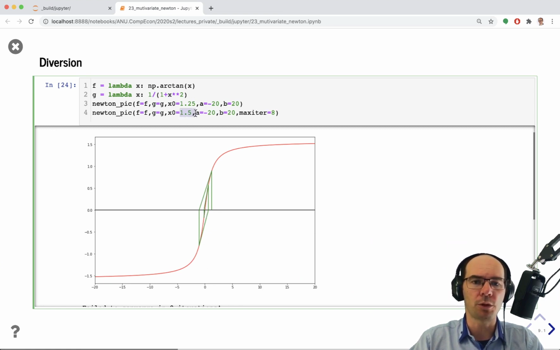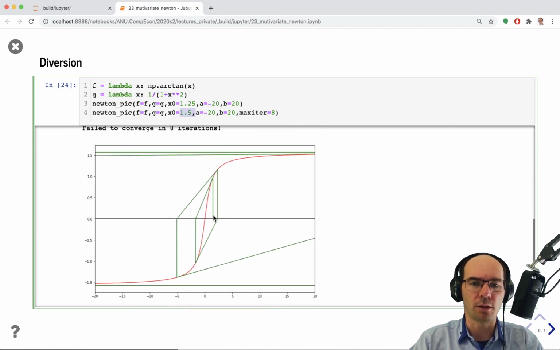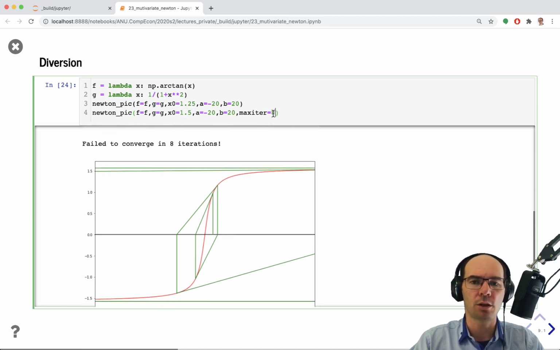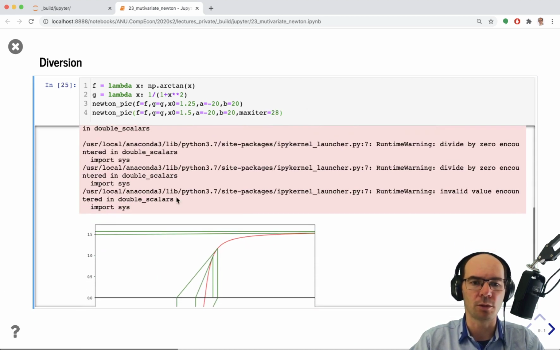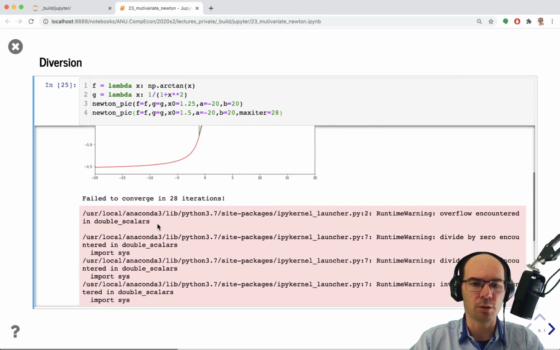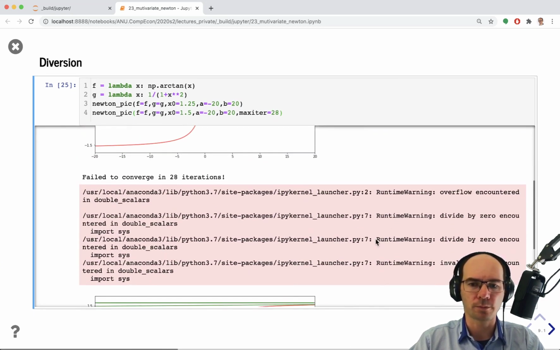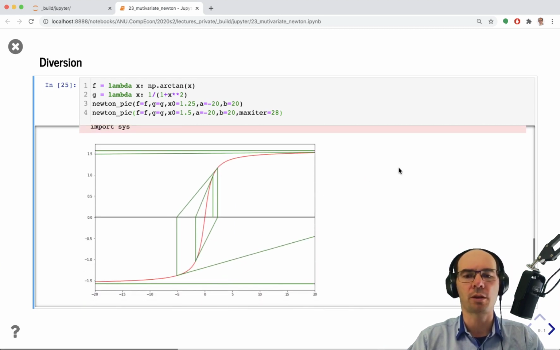But if you start from 0.5, that's enough to throw Newton away from the root, and then at each iteration you will just go around and around, and we fail to converge in 8 iterations, and we will fail to converge in 28 iterations just as well, except now that we are also getting into the problem of overflow, and that's because this iteration is now working with such huge numbers that do not fit into the float representation.